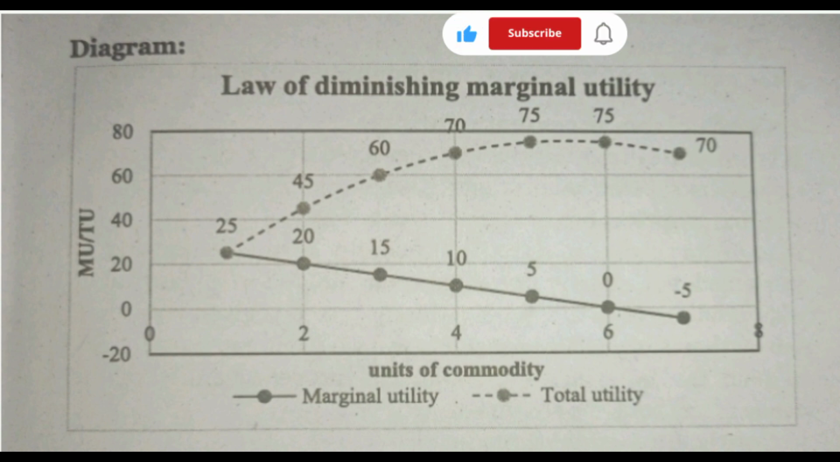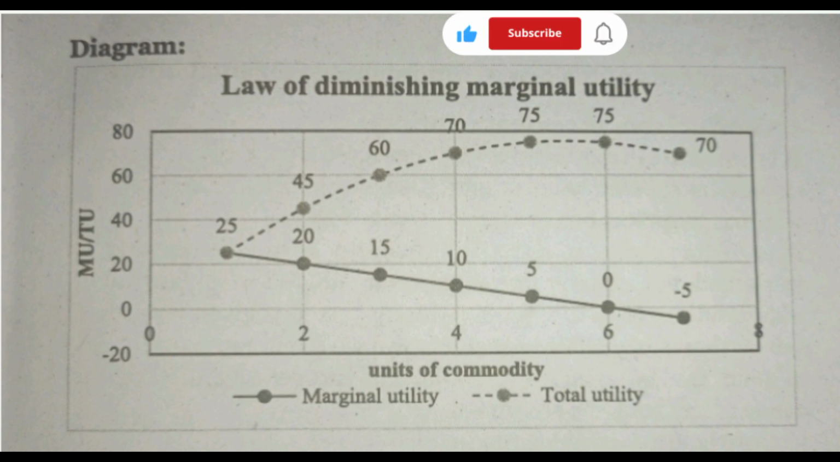So our desire for eating apple has finished, we are fully satisfied now at this unit. And after that, if we continue our consumption, marginal utility turns into negative utility. We can also describe this law with the help of a diagram.